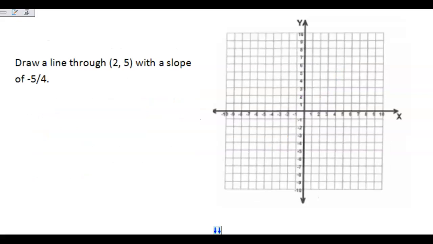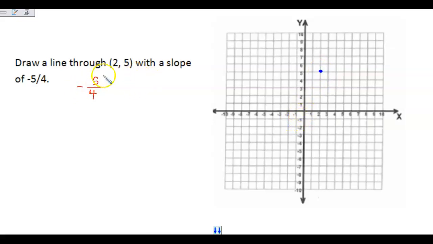Let's try this one. We have to draw a line from 2, 5 with a slope of -5/4. When it's a negative like this, a -5/4, that negative sign can be put with either one, it doesn't matter. So let's find our first point, which is at 2, 5. So I'm going to start at the origin, go right to 2, and then 5 is positive, so I'm going to go up 5, and put my point. There's 2, 5.